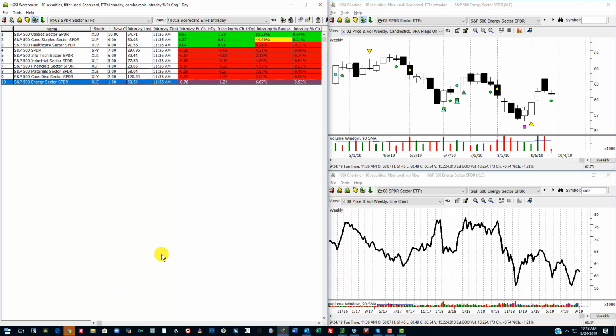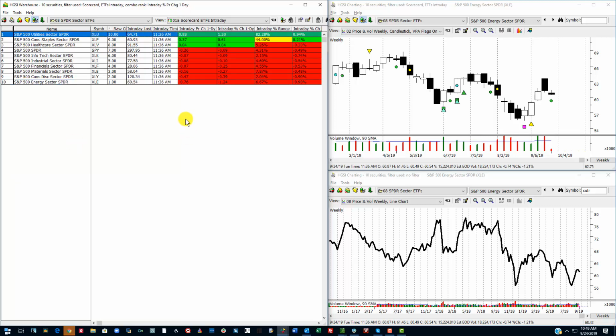You just want to get a feel for what's happened over the past several days, and you want to know what's happening intraday. And with Thinkorswim as the data source for this information, you have a handle on what is going on in the market, and it's up-to-date information. Now, I'm really just touching the surface of what you can do with this combination of HGSI and Thinkorswim.